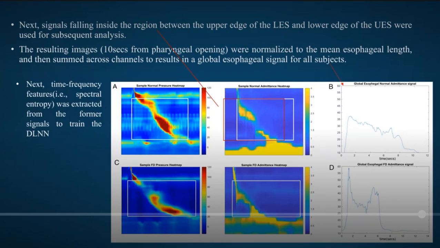To train the classifier, or the LSTM neural network, we require a one-dimensional signal. So whatever channels fall within the ROI that we chose, we sum them up, and we get a one-dimensional signal. We do this for all the normals and for all the patients. You can see a sample signal for the normal and the functional dysphagia patient. And once we have that, we can extract some time-frequency features to train the deep learning neural network.